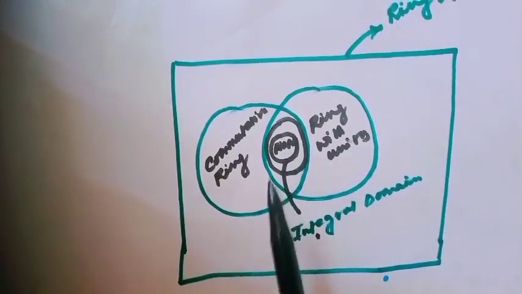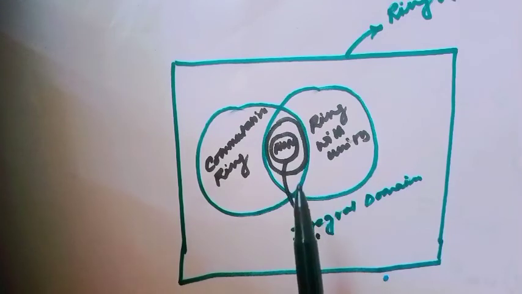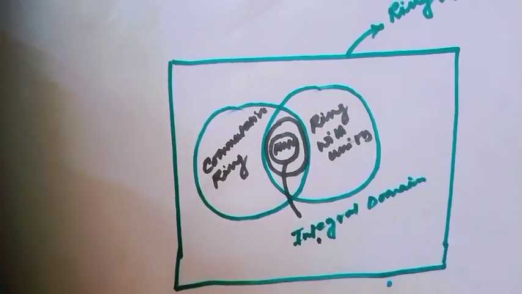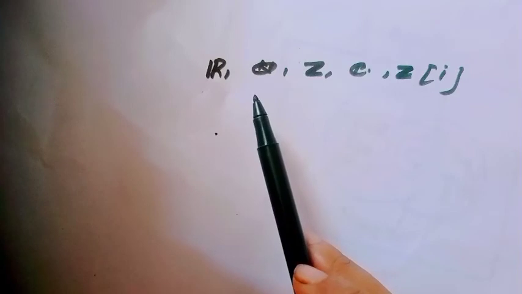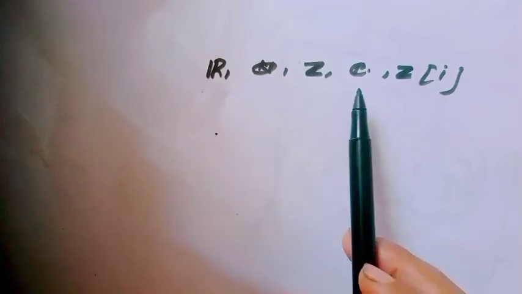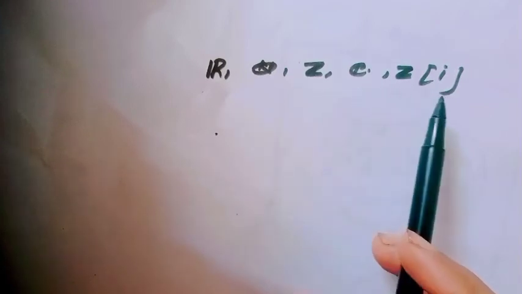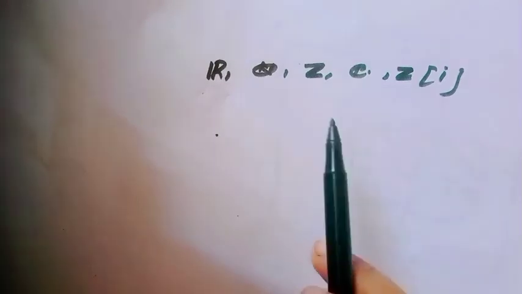So this is the main diagram of integral domains. Now I will show some examples. Which is an integral domain or not? We all know R, Q, Z, and the complex numbers Z[i] are integral domains, because each is a commutative ring with identity and with no divisor of 0.